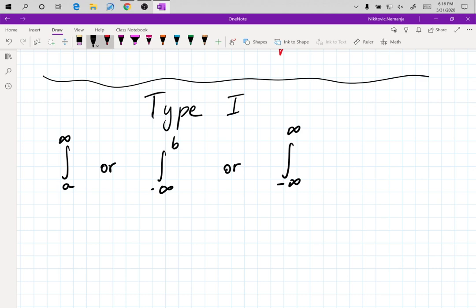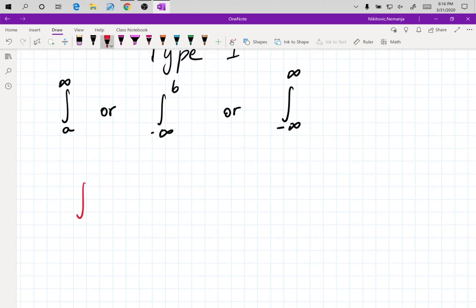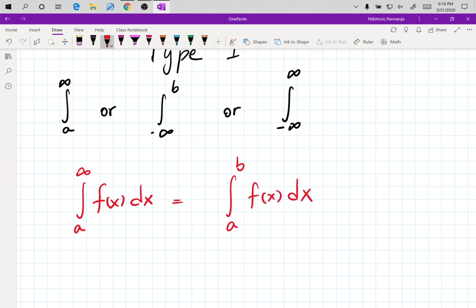So the question is, how do we deal with these things? Well, if you have the integral from a to infinity of, let's say, f of x dx, you can make it into a finite integral from a to b of f of x dx, and then send b to infinity in the limit. So it's a nice little hack way to figure these things out.